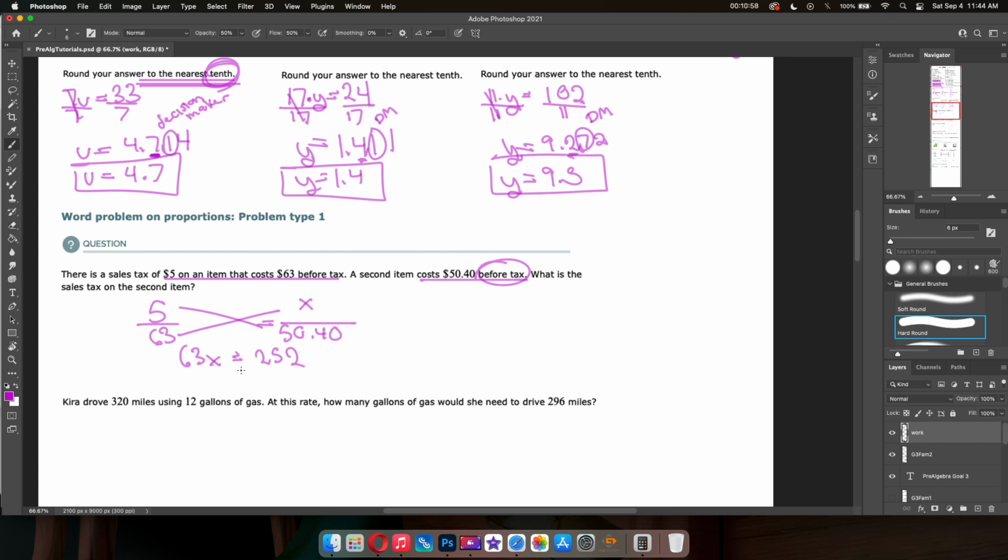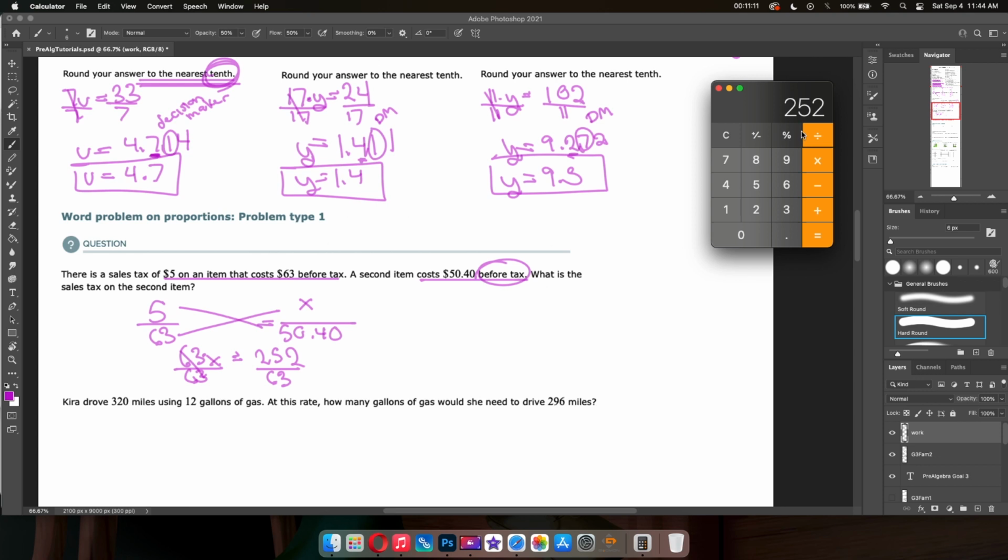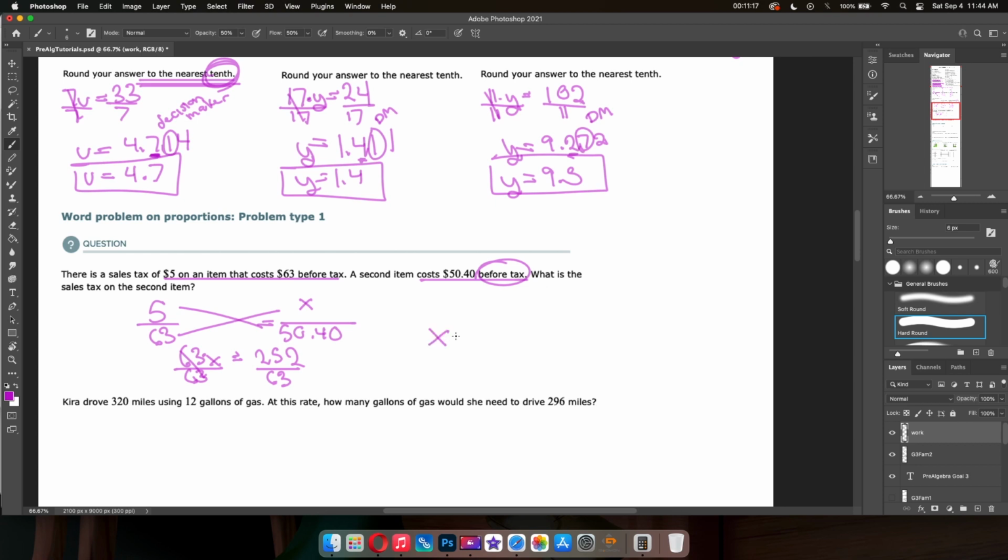Now we have 63x equals 252. That's multiplication again. The opposite of multiplication is division. So now I'm going to take this and divide by my 63. Enter. Hey, nice easy number. x equals 4. That's going to be the sales tax on the next item.